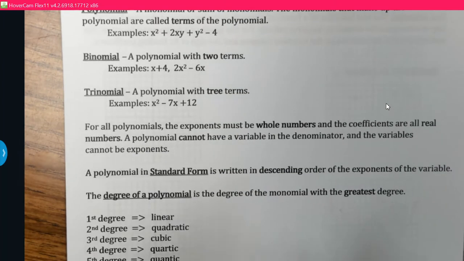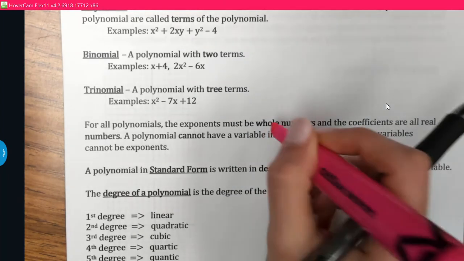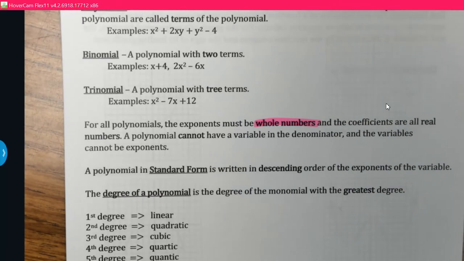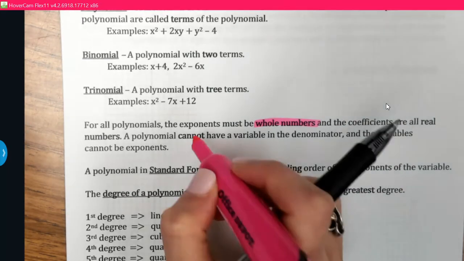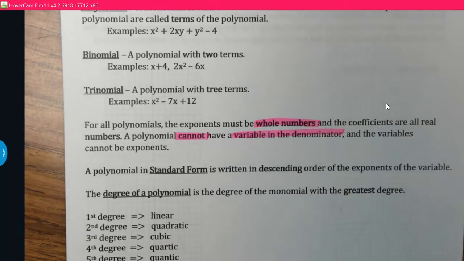For all polynomials, the exponents must be whole numbers, and the coefficients are all real numbers. A polynomial cannot have a variable in the denominator. If it's got a variable in the denominator, it's not a polynomial. And the variables cannot be exponents.